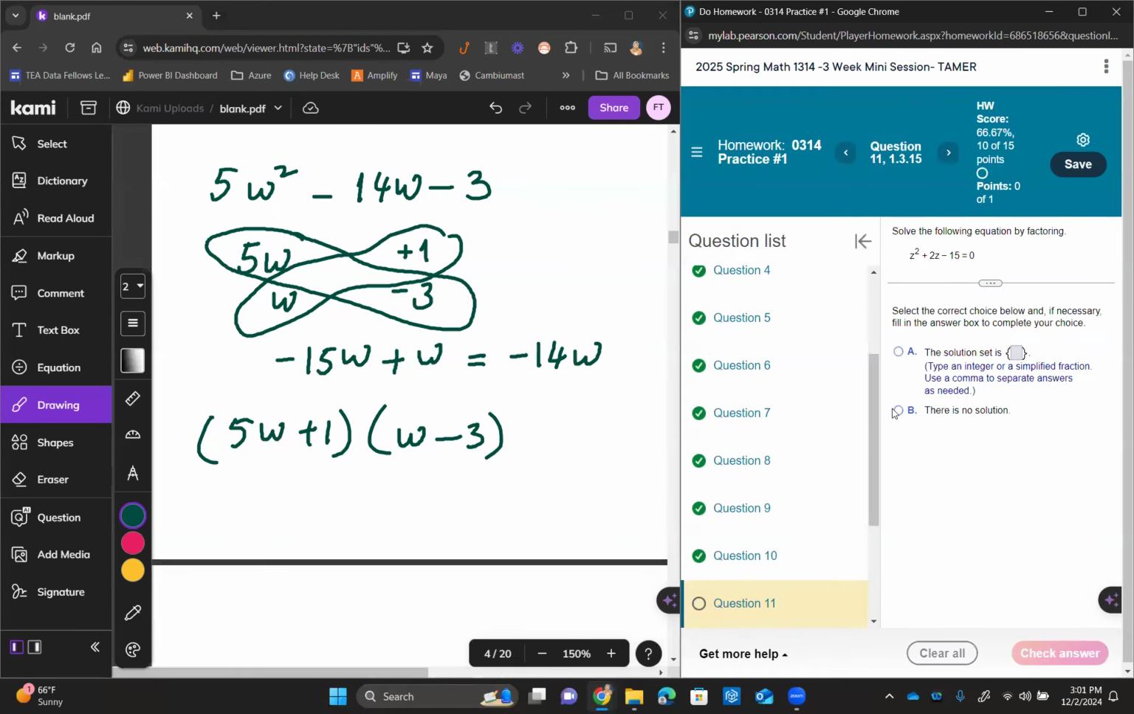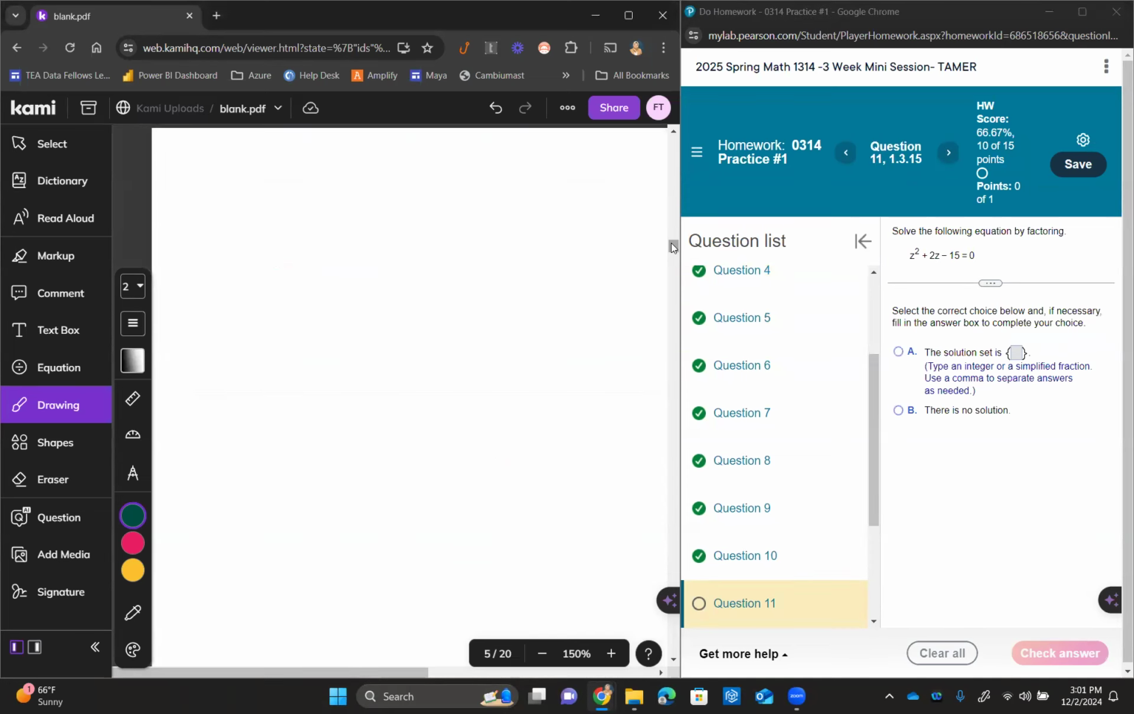For the next question, 11, now we're going to solve a quadratic equation using factoring. So it doesn't say factor anymore. It actually says solve. So the equation is z squared plus 2z minus 15 equals 0.